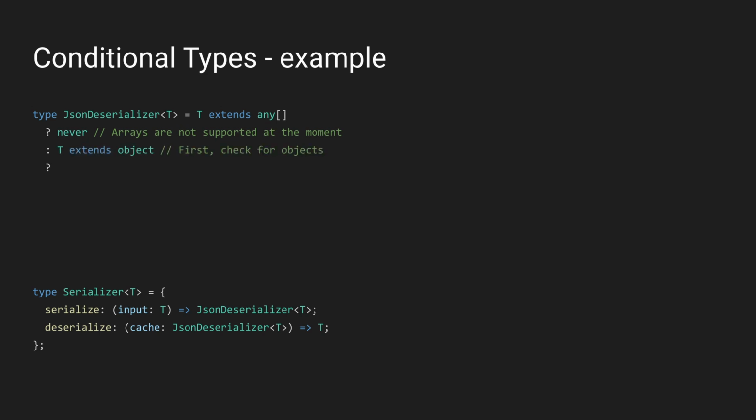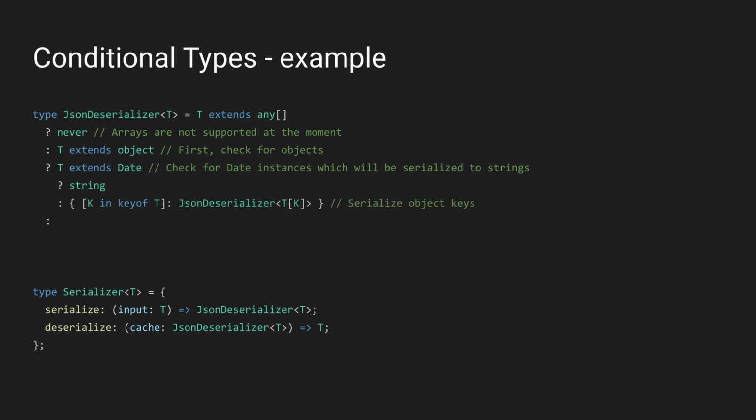After getting rid of arrays, we can check if T is an object. We do so by checking T extends object. The main focus of this task is to get familiar with conditions. The date is also an object, so now let's check for it. We are using the T extends Date condition. JSON serializes date objects to ISO strings, so let's mark the value as string after the question mark. Okay, we handled the date object, but what is left for other objects?